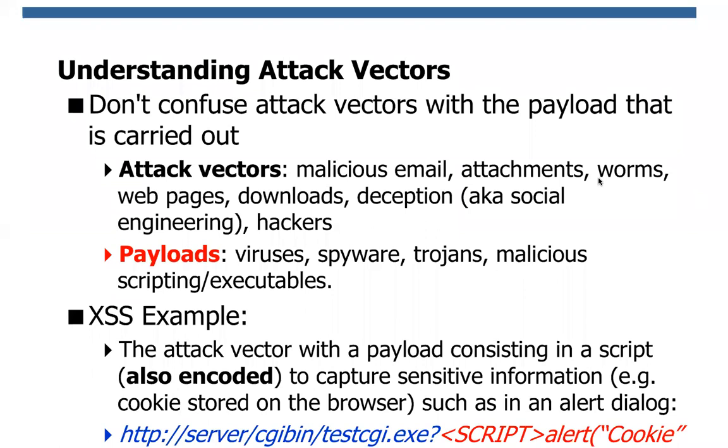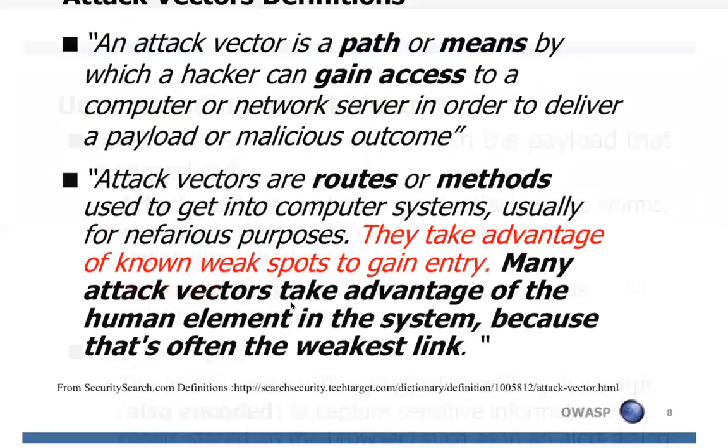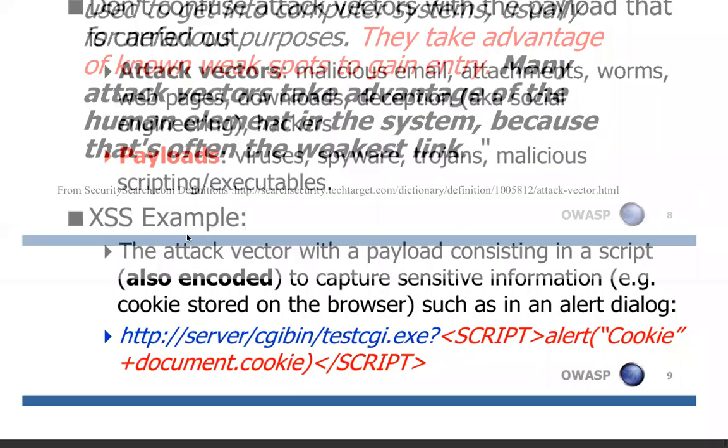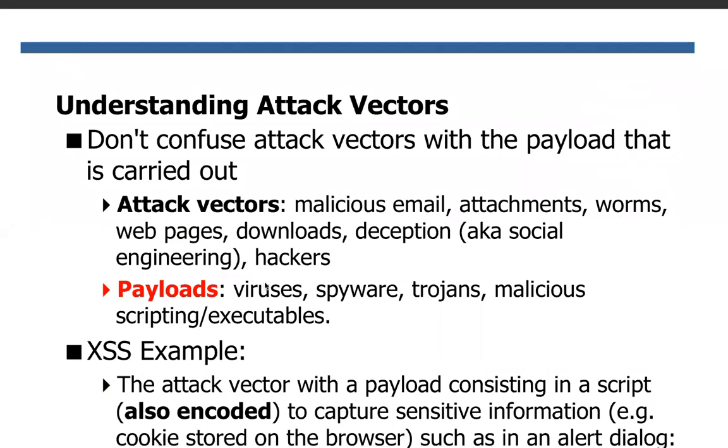Social engineering. Payloads. When we talk about payloads, notice that when we were starting, I said an attack vector is a path or means by which a hacker can gain access to a computer or network server in order to deliver a payload. Now let's look at the payload. A payload is viruses, spyware, Trojans, that's Trojan horse virus, and malicious scripting, that's executables. Viruses, we all know, we have a lot of viruses.